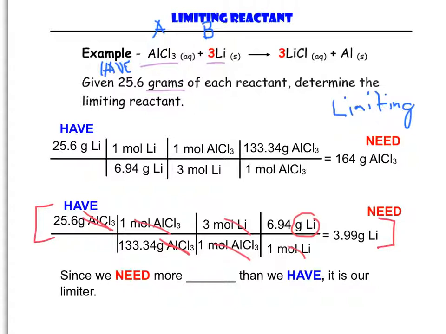So since we need more AlCl3, or aluminum chloride, than we have, it is our limiter.